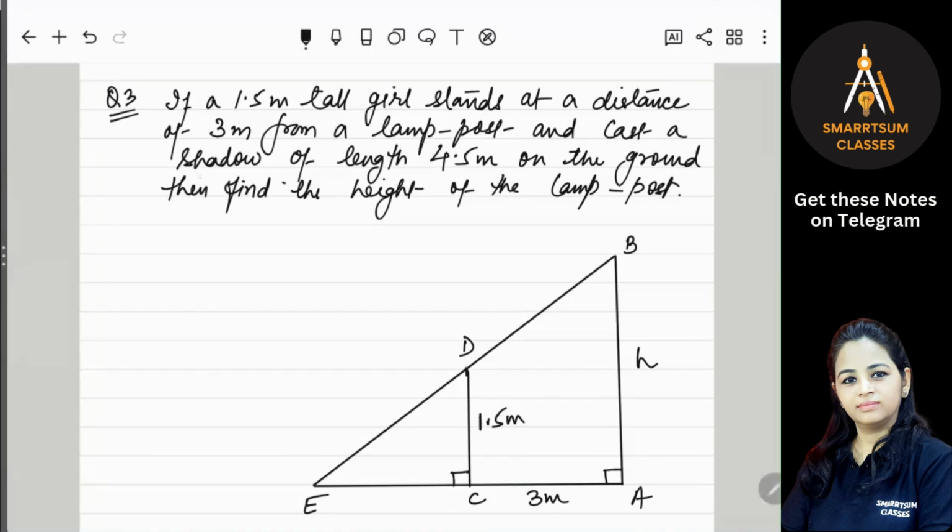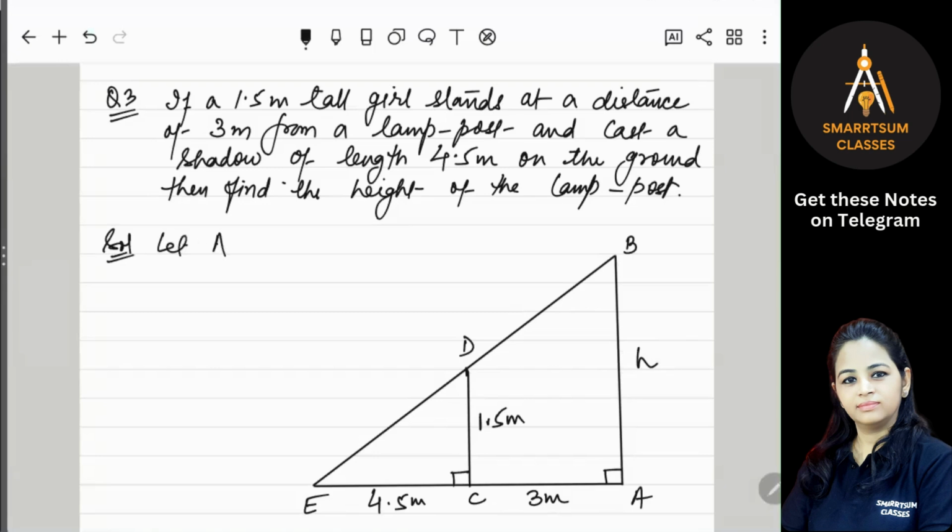And she casts a shadow of length 4.5 meter, which means the shadow of this 1.5 meter tall girl, the shadow of CD, is CE. This is 4.5 meters on the ground. Now what we have to find? We have to find the height of the lamppost. So suppose we have taken H as the height of the lamppost. Okay, so write down what is given to you.